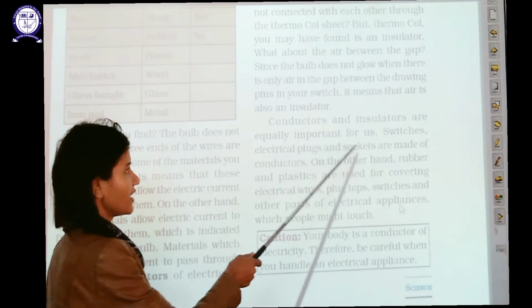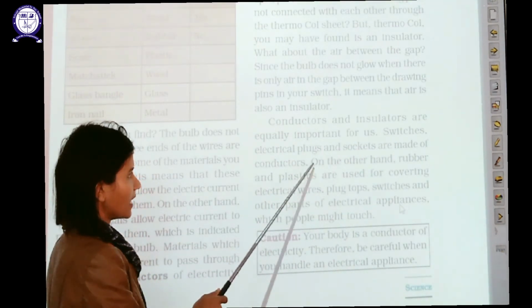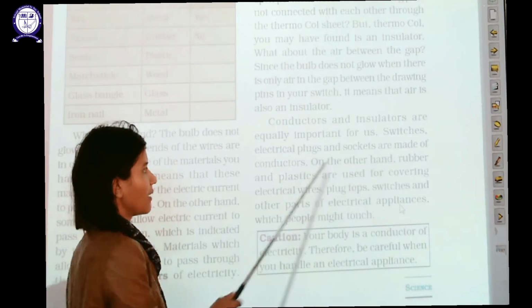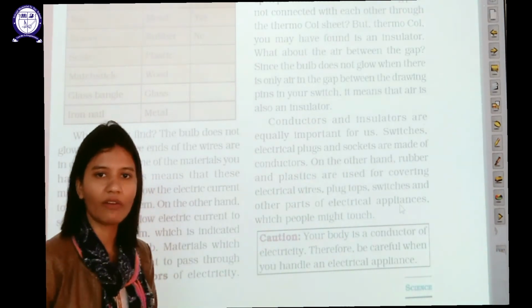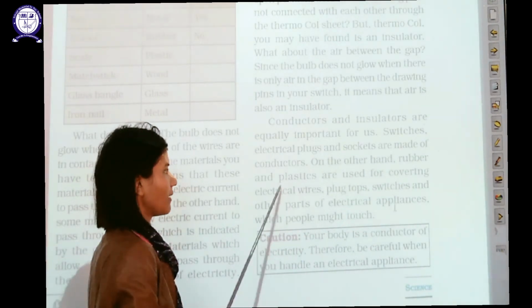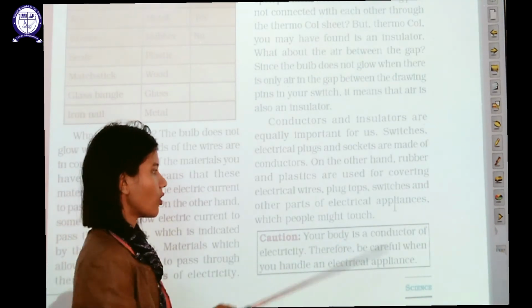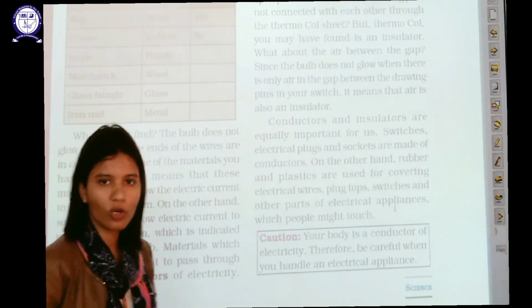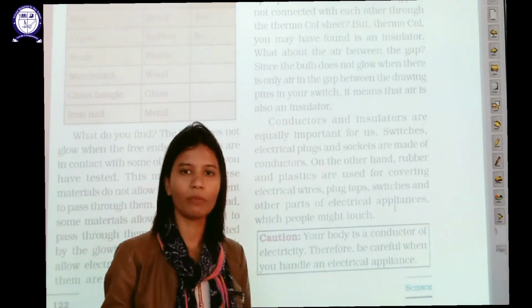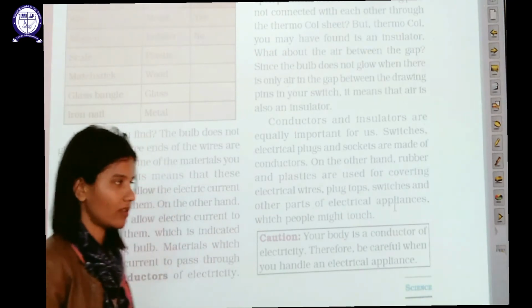So, conductor and insulator are equally important for us. Switches, electric plugs and sockets are made up of conductor, but they are covered with plastic covering so that you will not get electric shock. On the other hand, rubber and plastic are used for covering, again same thing, okay, so that you will not get the electric shock, because the human beings or all the living things itself are good conductor of electricity, okay.